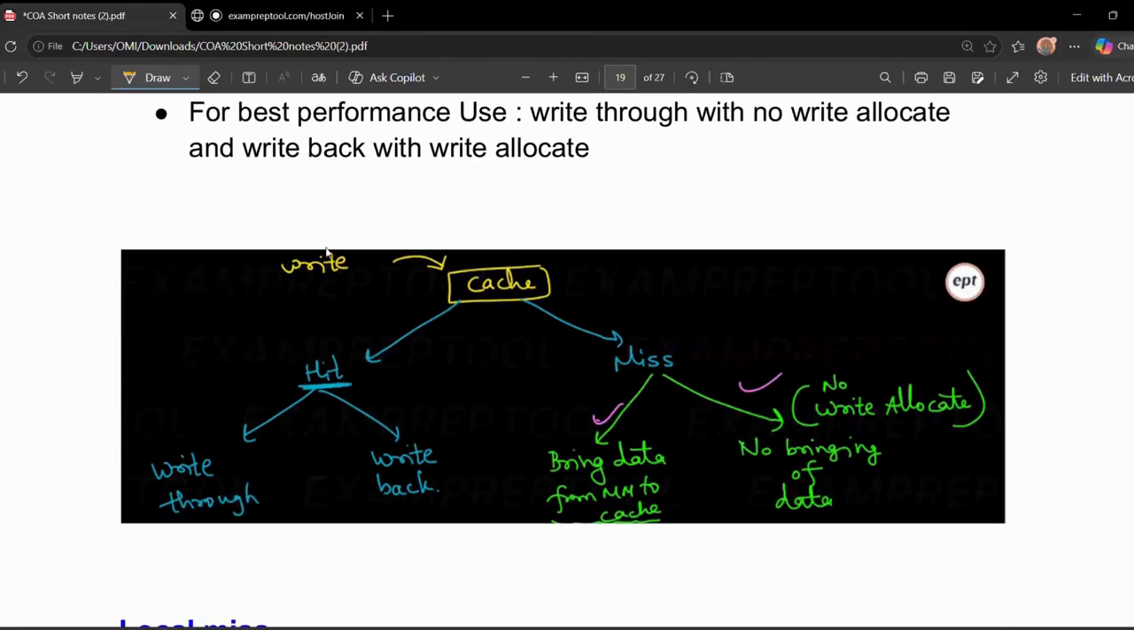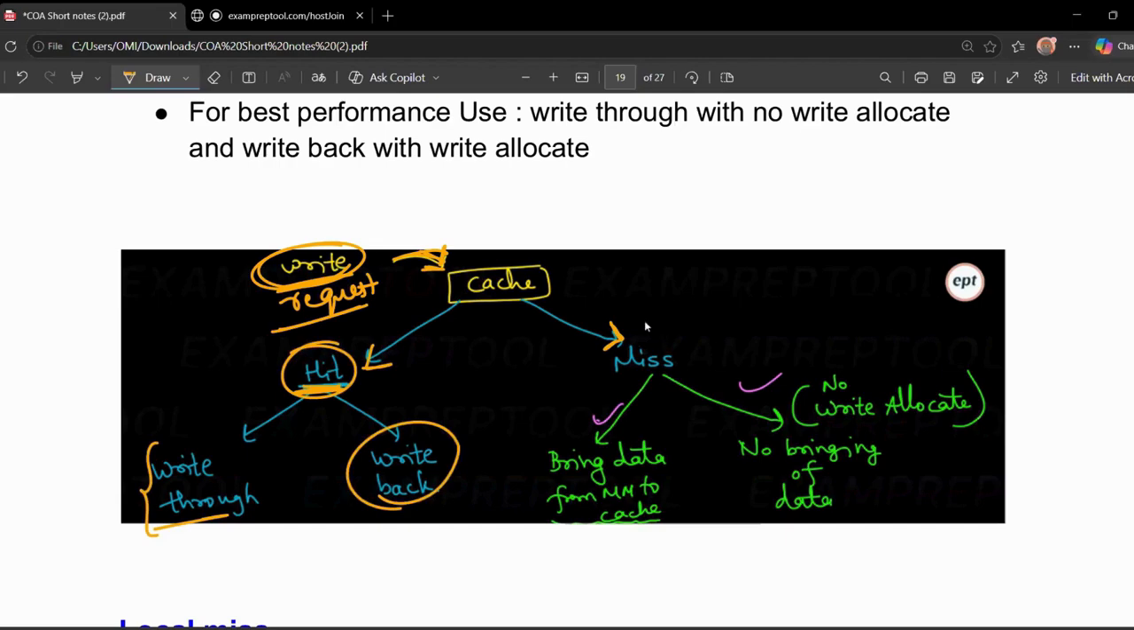First of all, assume that a write request comes to the cache. Write request. Now, whether you will get a hit or you will get a miss.